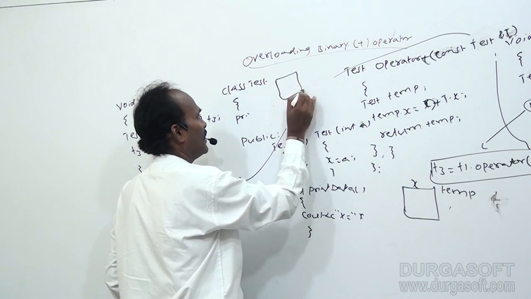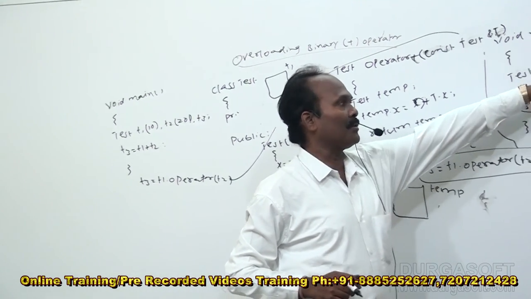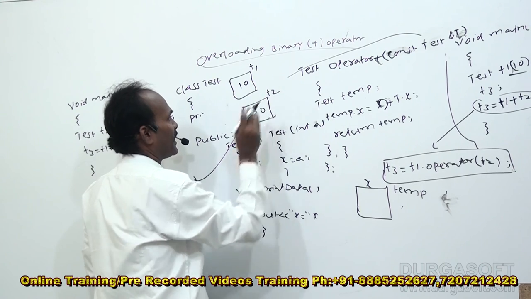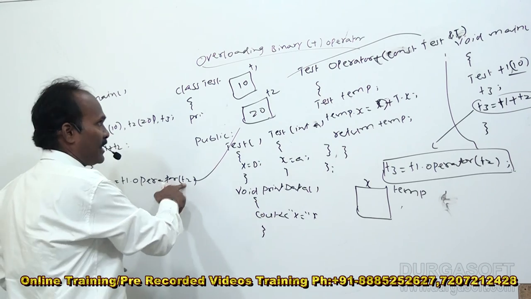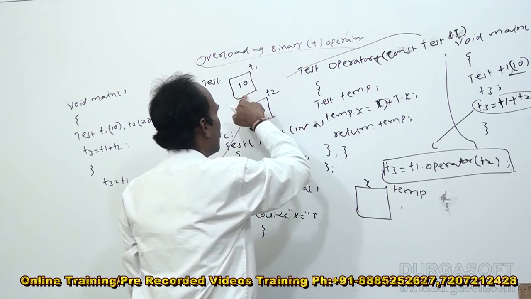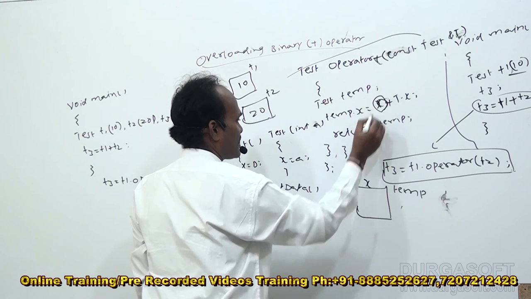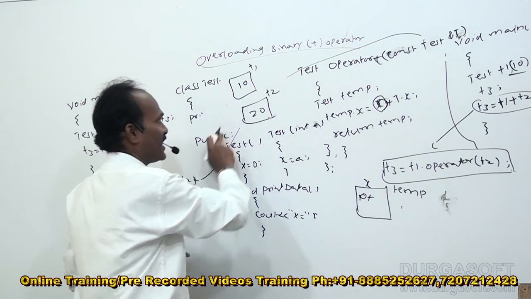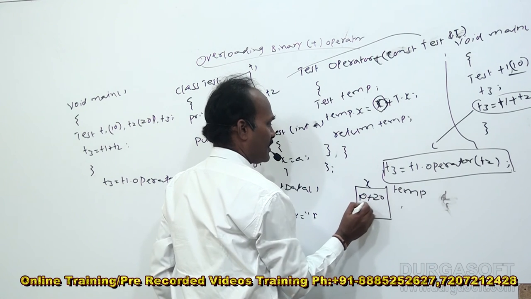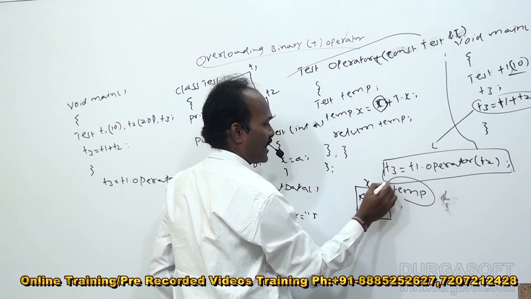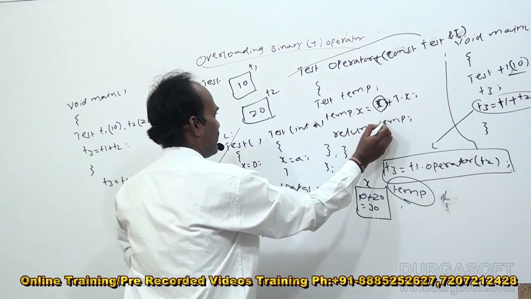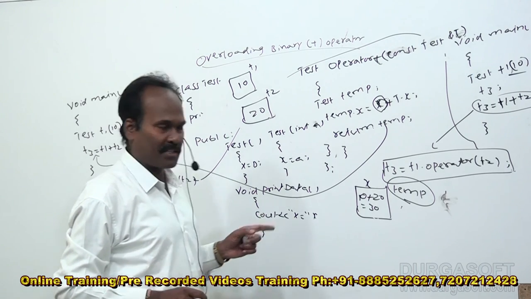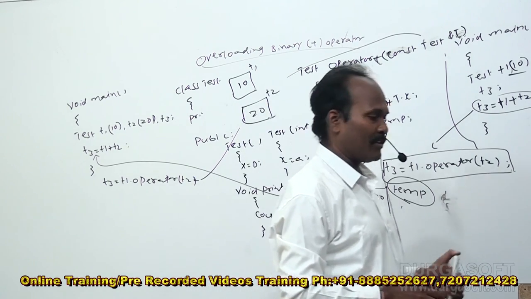You are passing T1 as 10 and T2 as 20. So T1 has 10 and T2 has 20. T2 is available in capital T, and directly you can access its x value. x means T1's x, 10, plus T.x, which is 20. That is, 10 plus 20 is stored in temp, so one temporary object is created. Finally, return temp. The value of temp is stored in T3. So finally, when I print T1.print_data, T2.print_data, T3.print_data, the output will be shown like this.